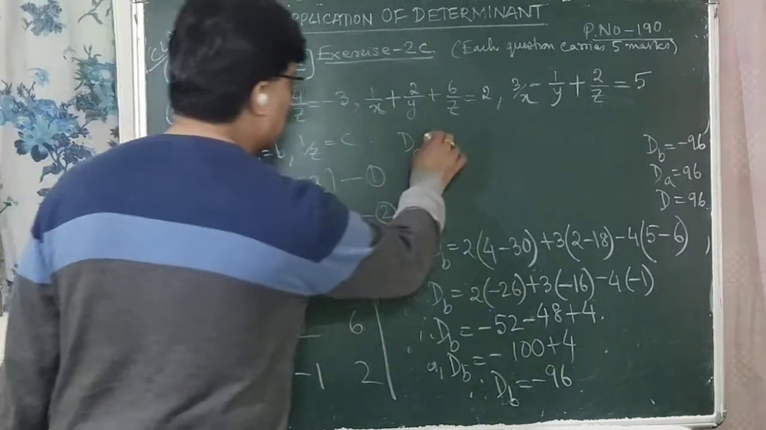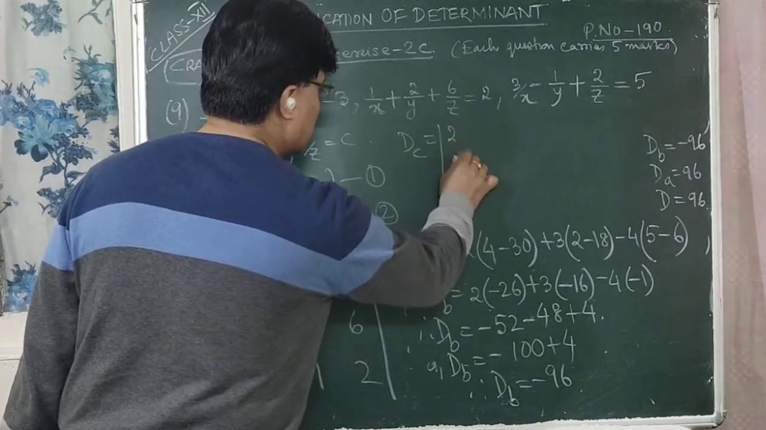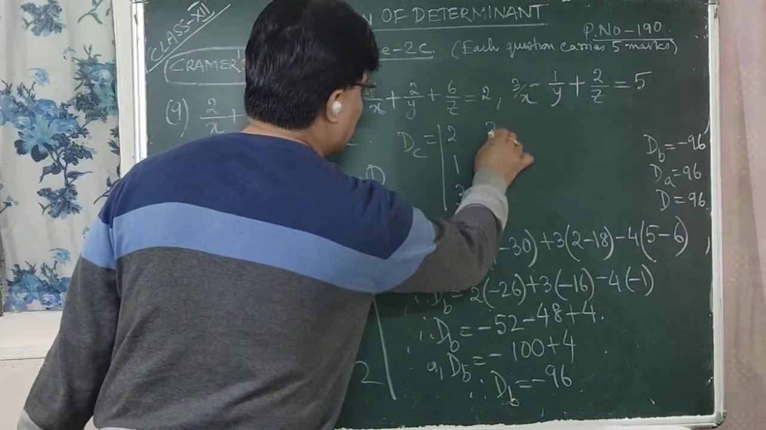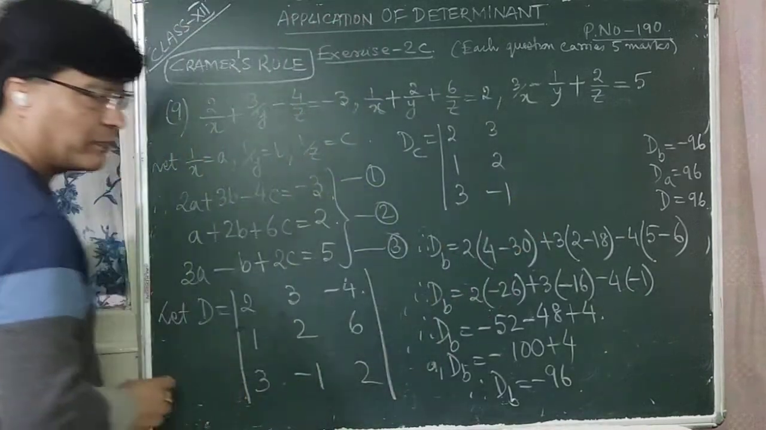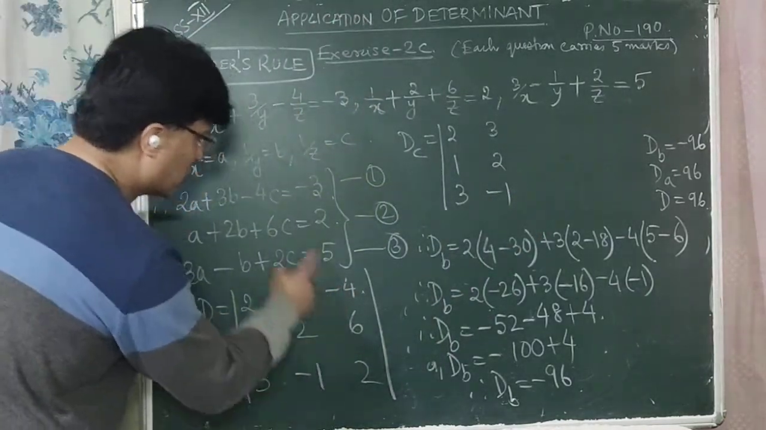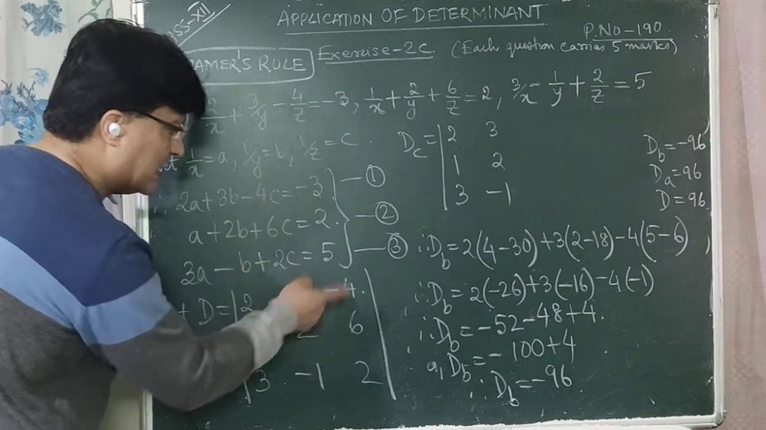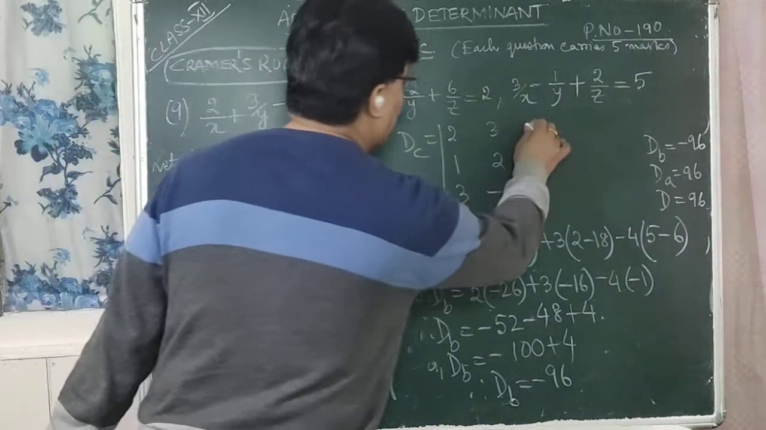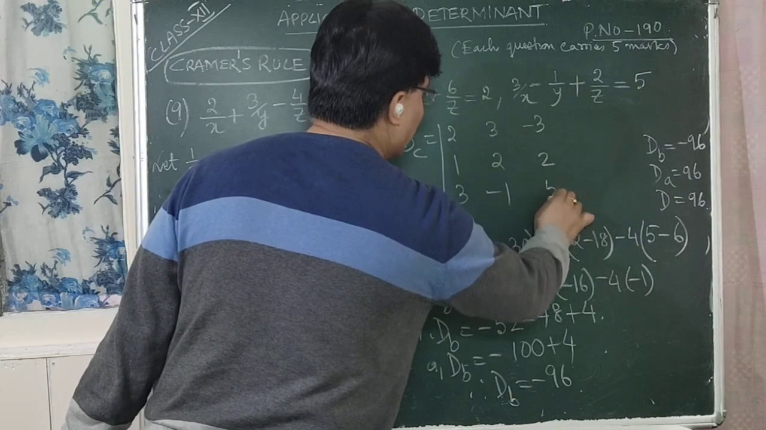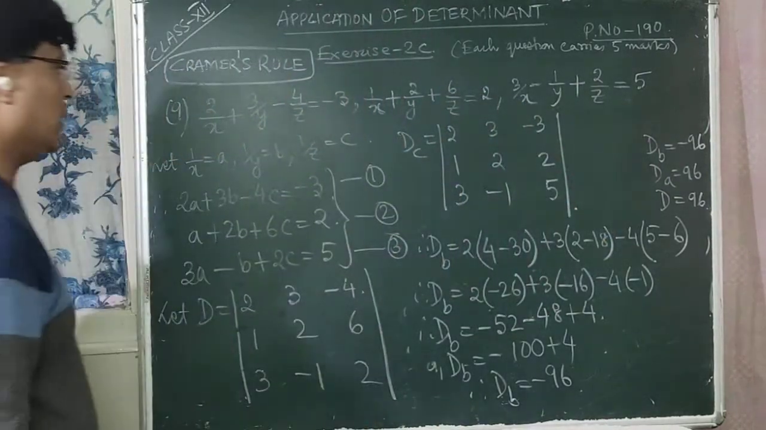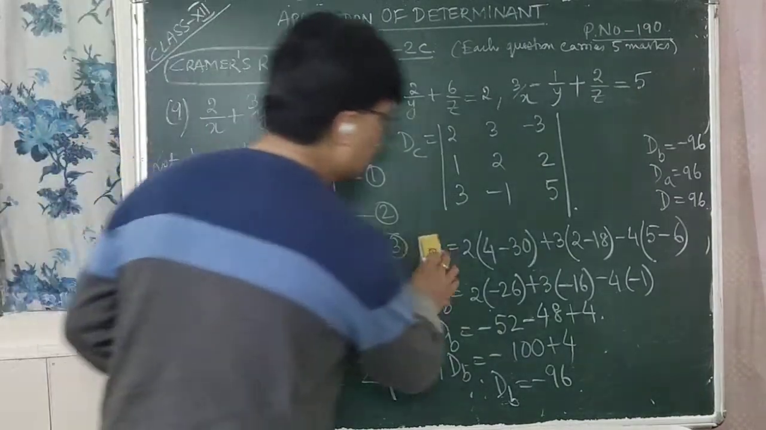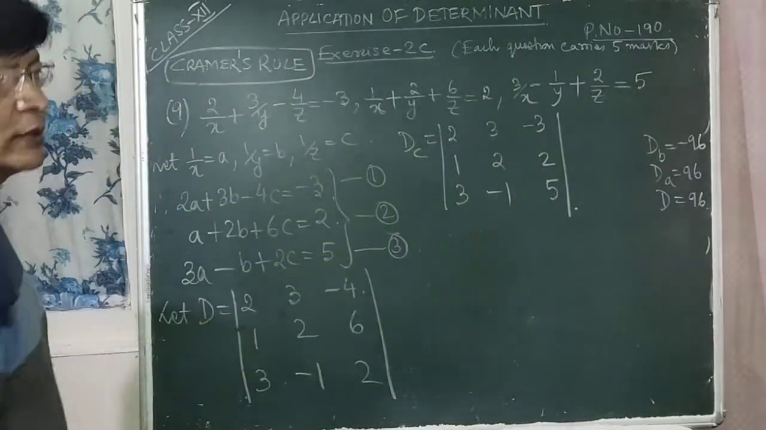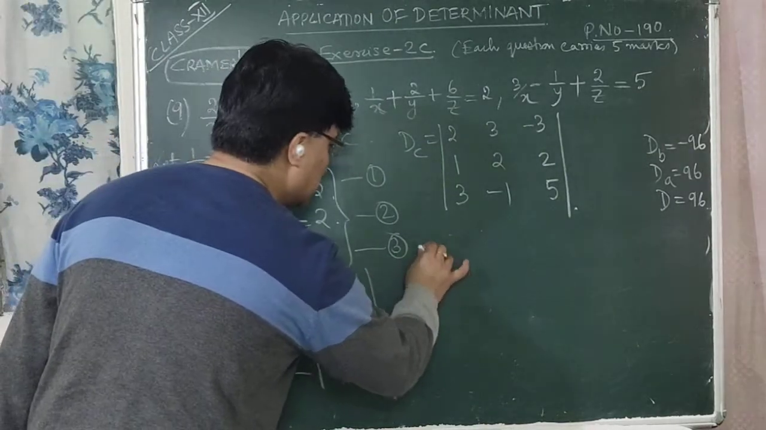Right. So what is DC now? First column is 2, 1, 3. What is the second column? 3, 2 minus 1. And this third column, which are the coefficients of C, is replaced by what? Constant. That is minus 3, 2, 5. Now let us expand it. So now let us expand this determinant DC.